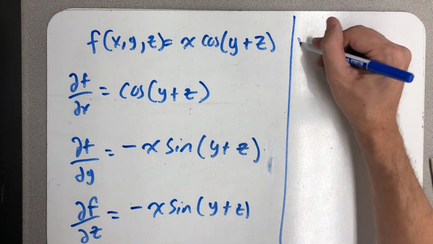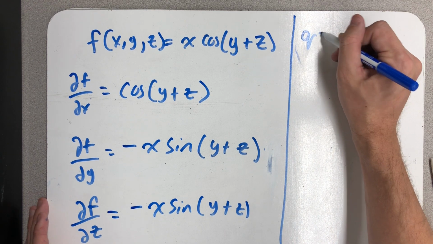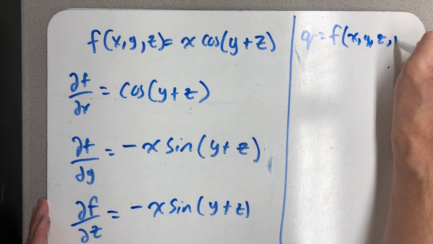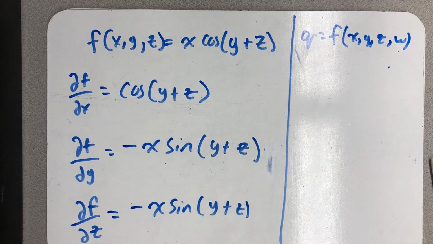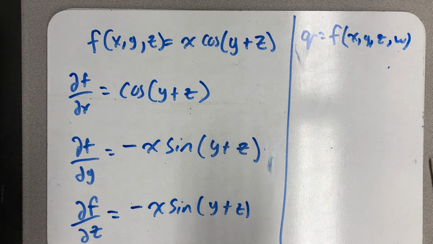This would go on and generalize. If you had a function q equal to f of x, y, z, w, there'd be 4 partial derivatives. And however many independent input variables we have, that many possible partial derivatives.